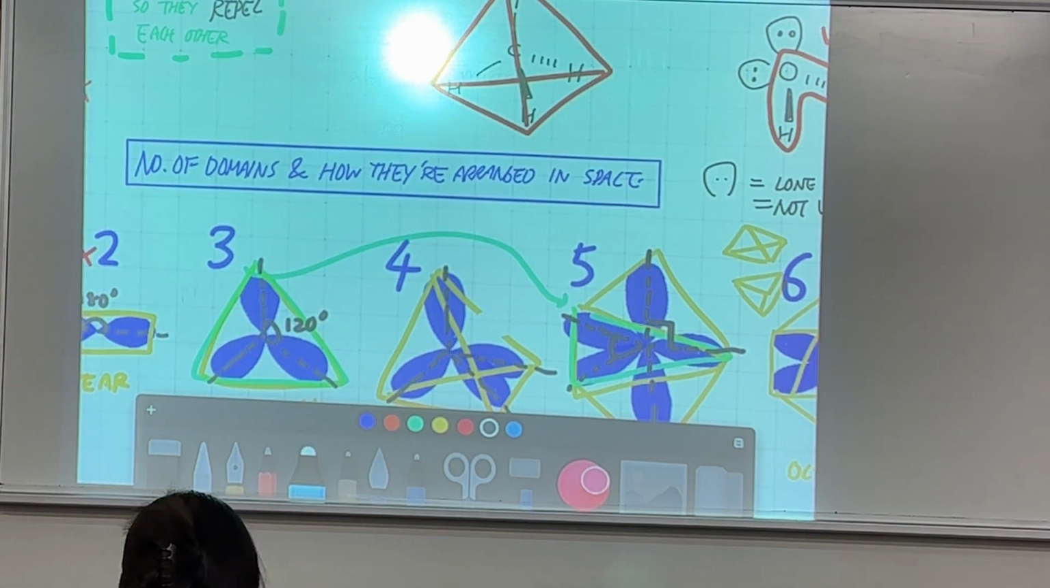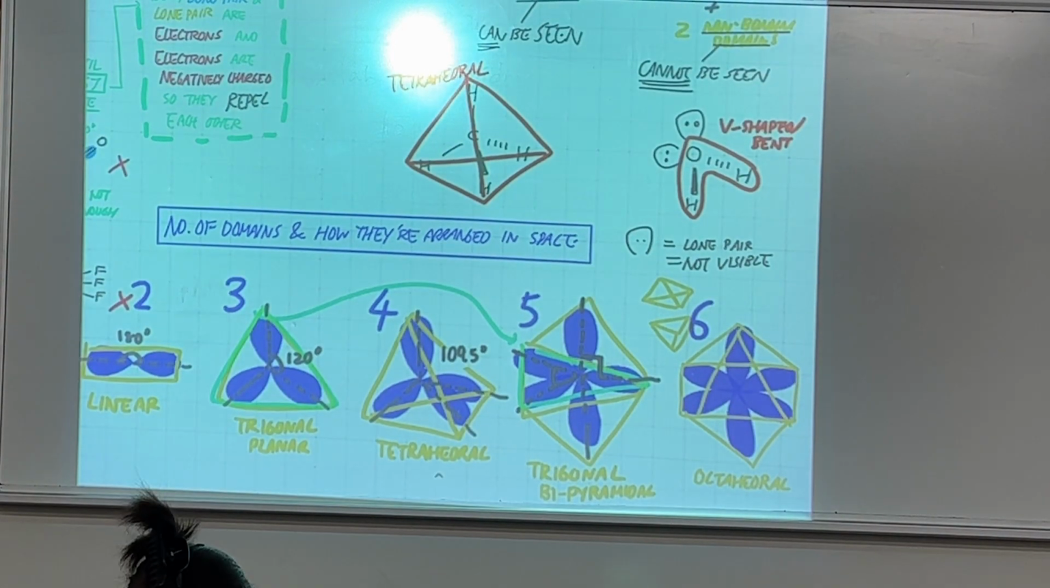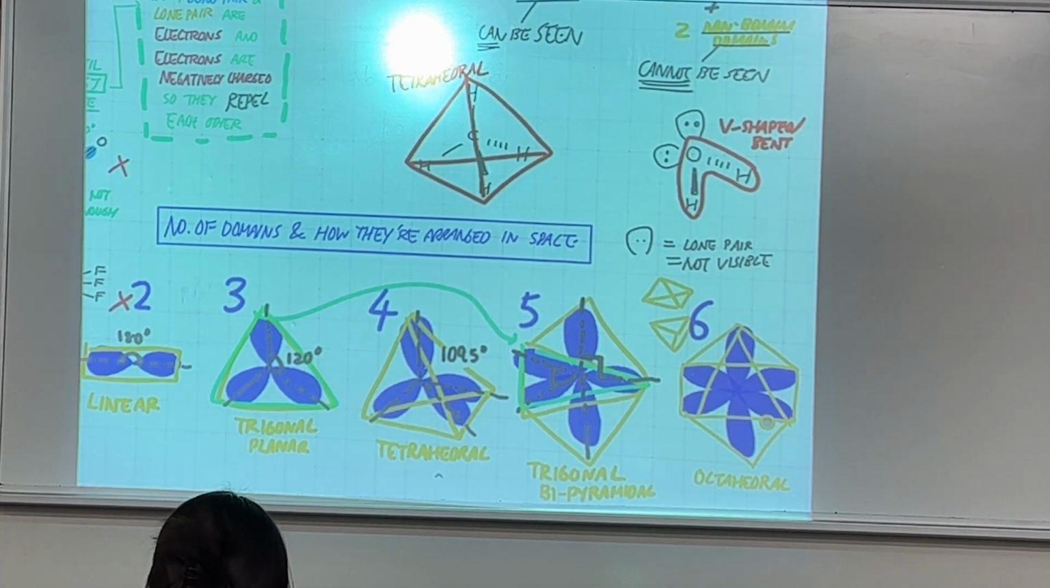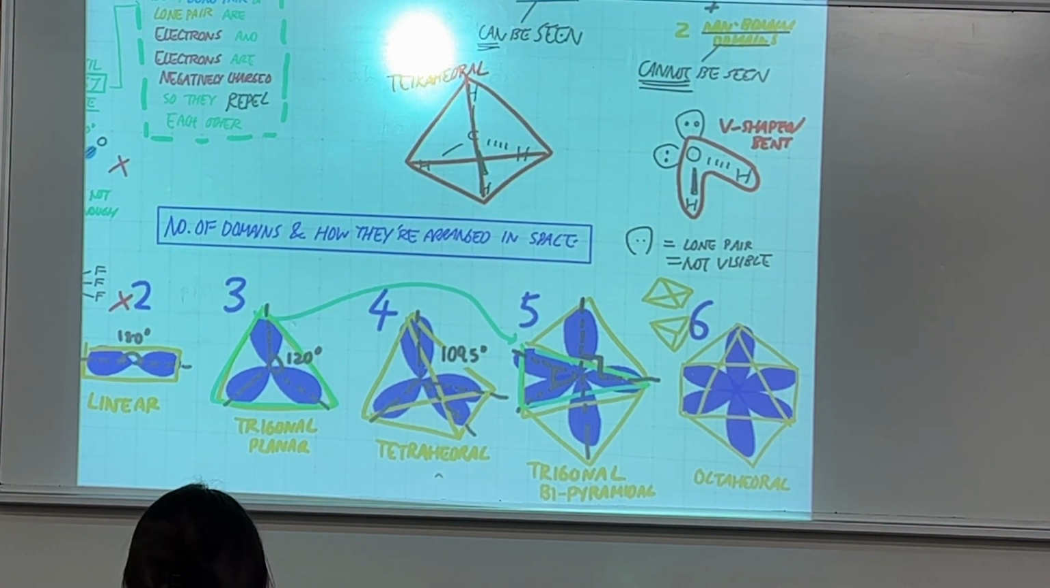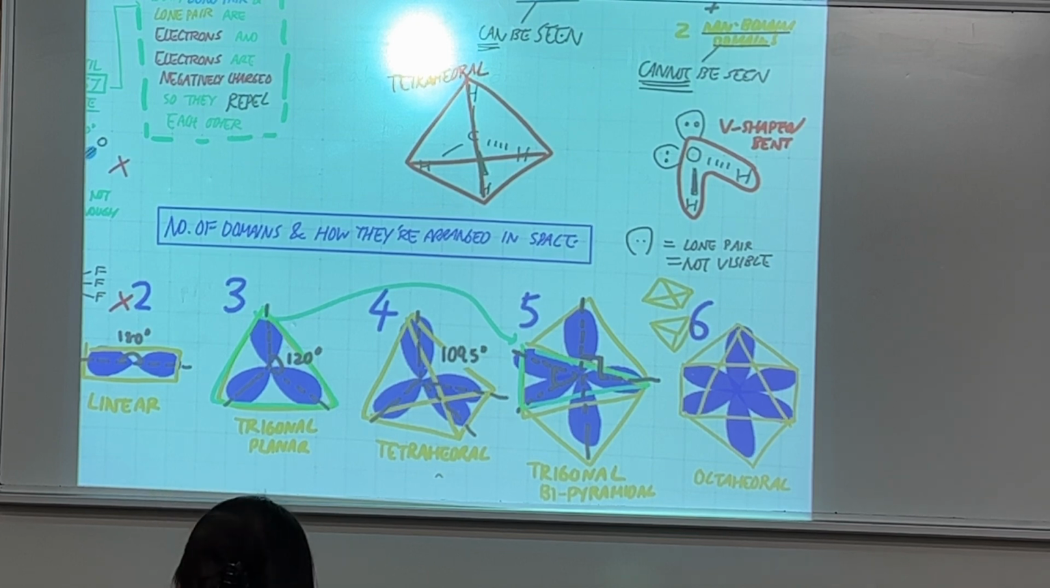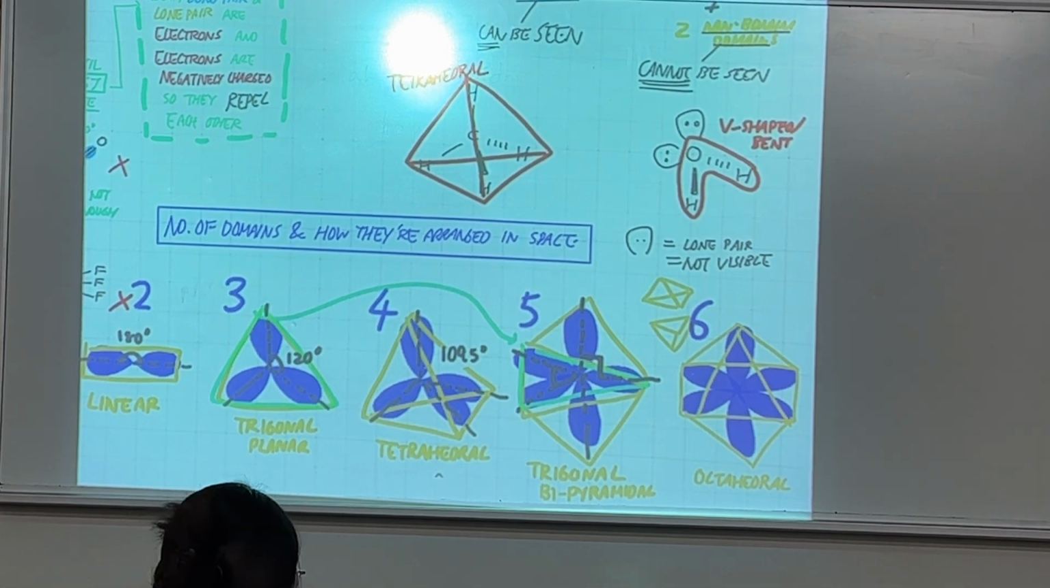But don't worry, you don't have to remember the angle. It's just for your information only, okay? So you can choose not to include the angle. But the shape is important. These words in yellow and the shape in purple, you need to know. So draw out the shapes in purple in the table and write down the name of the shapes under each. I need you to remember. 2 domain is linear. 3 domain is trigonal planar. 4 domain is tetrahedral. 5 domain is trigonal bipyramidal. And 6 domain is octahedral.